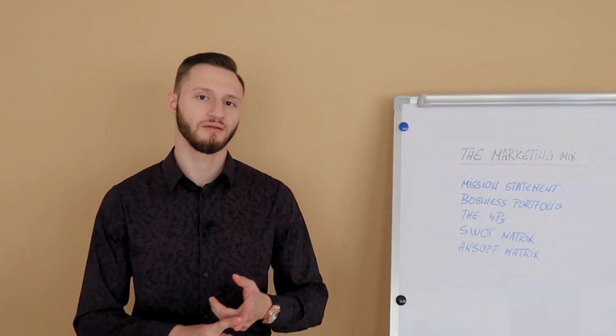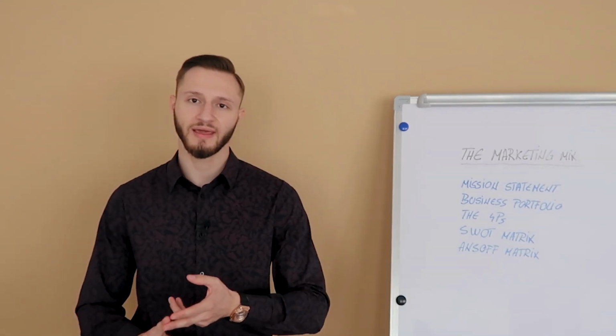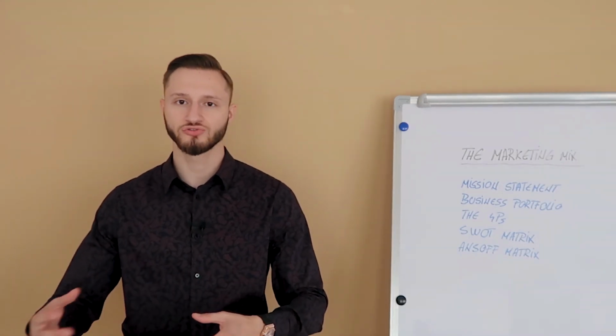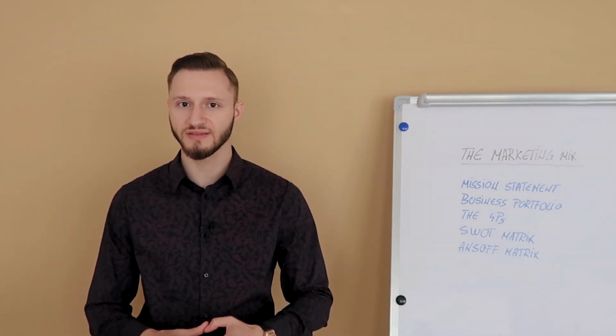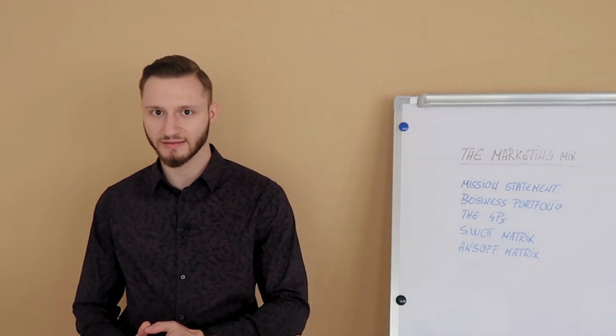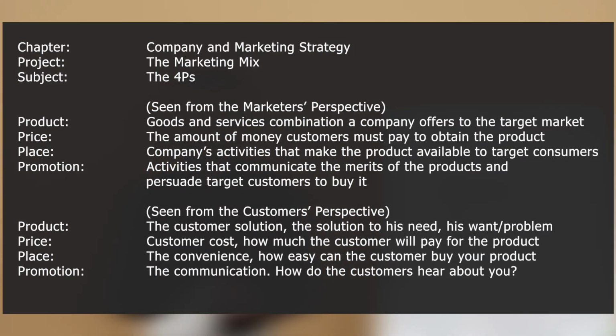Everybody talks about setting the price, about the place where the customers and where the consumers can get our products, but let's also see how the 4 Ps look from the customer's perspective. So when we talk about the customer perspective, you can see that the product is the customer solution. It's the solution to his need, to his want, to his problem. The price is the customer cost. Think about how much the customer will pay for the product.